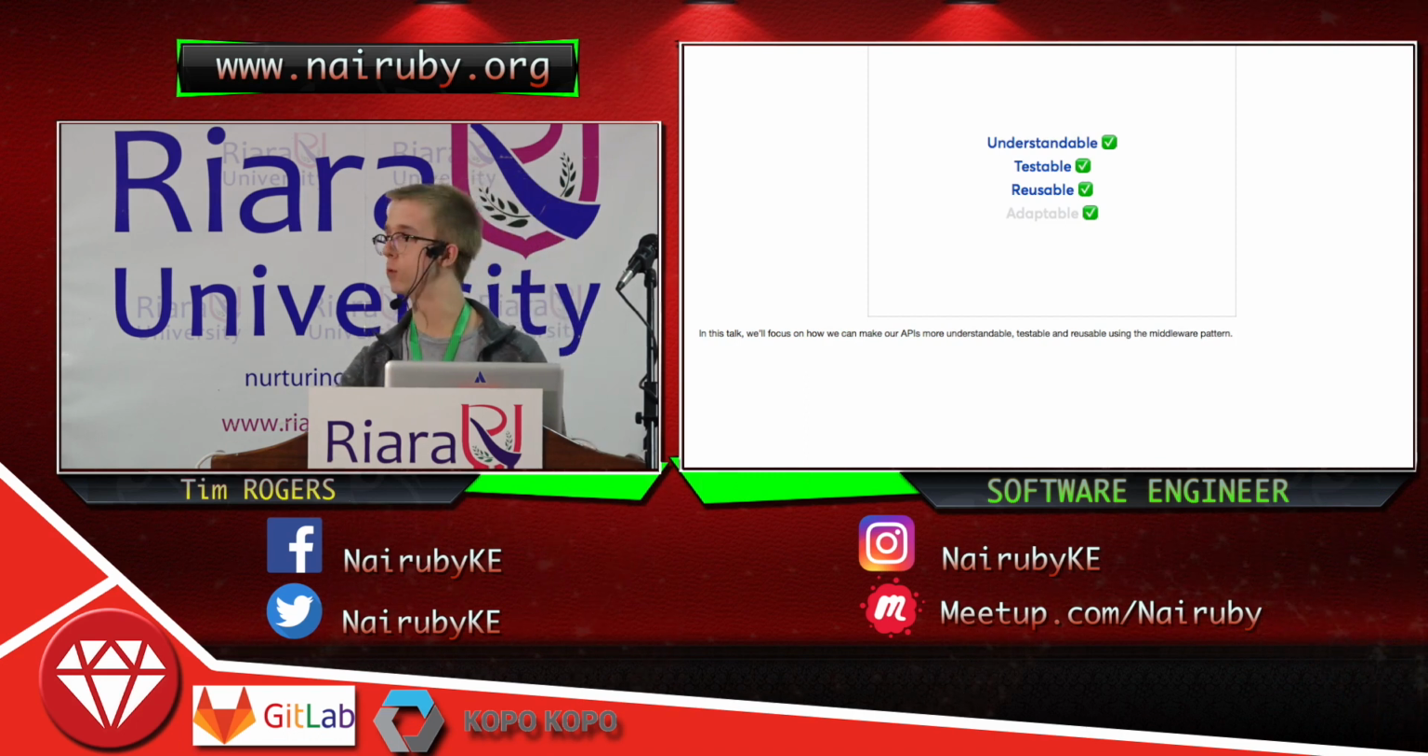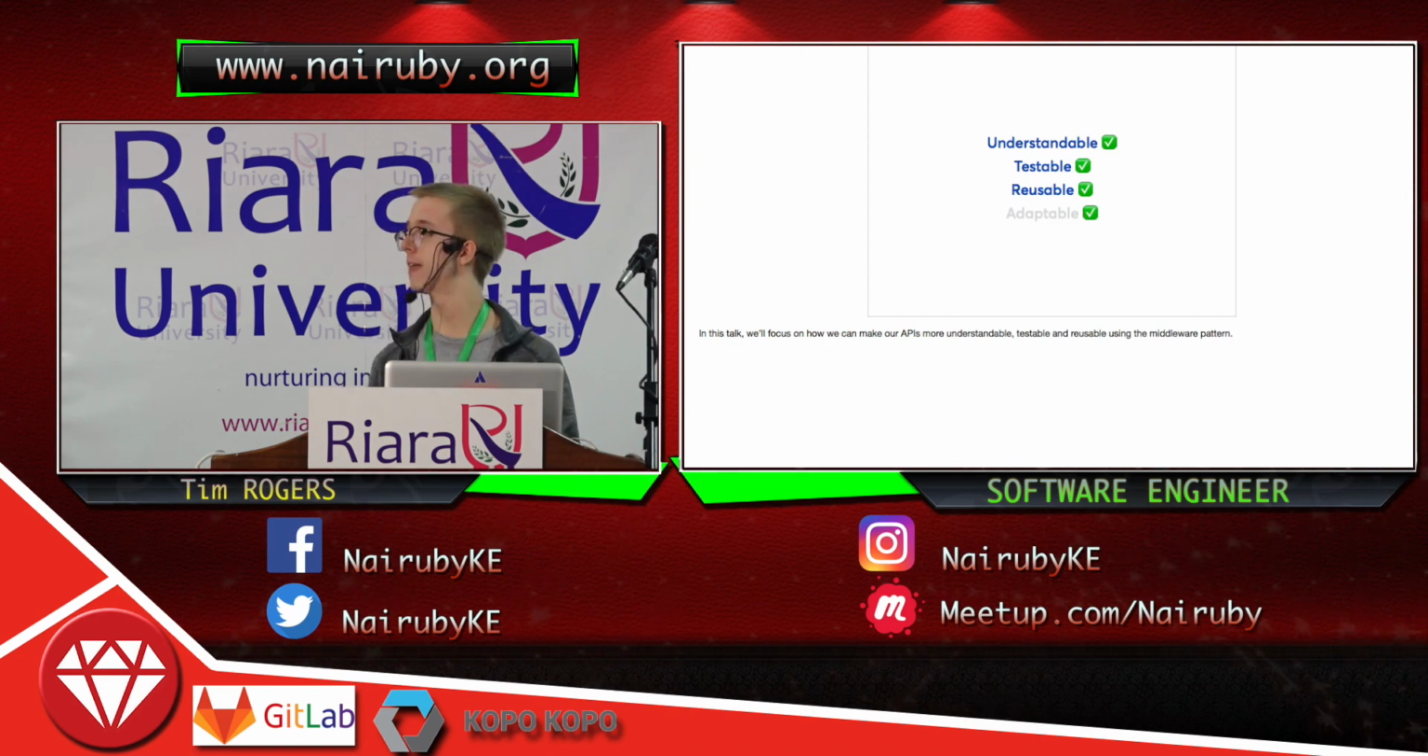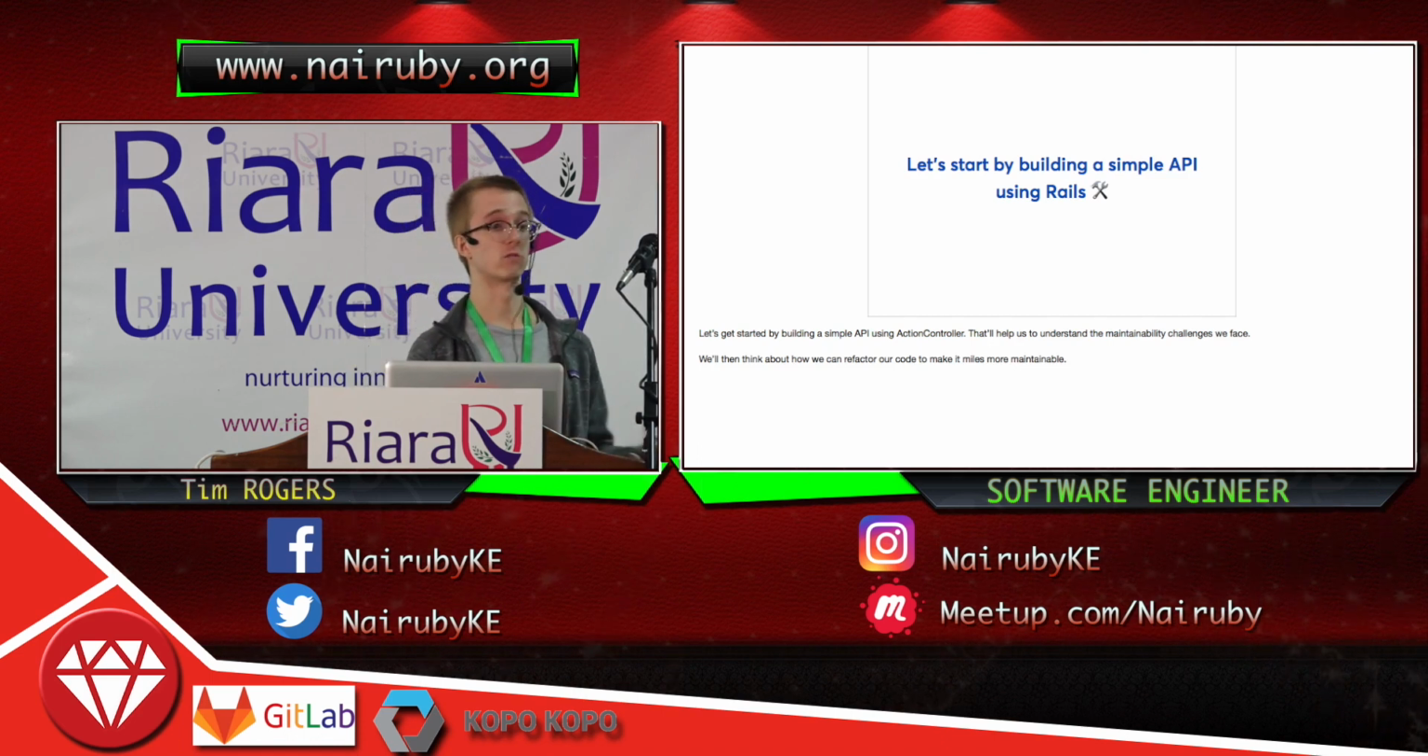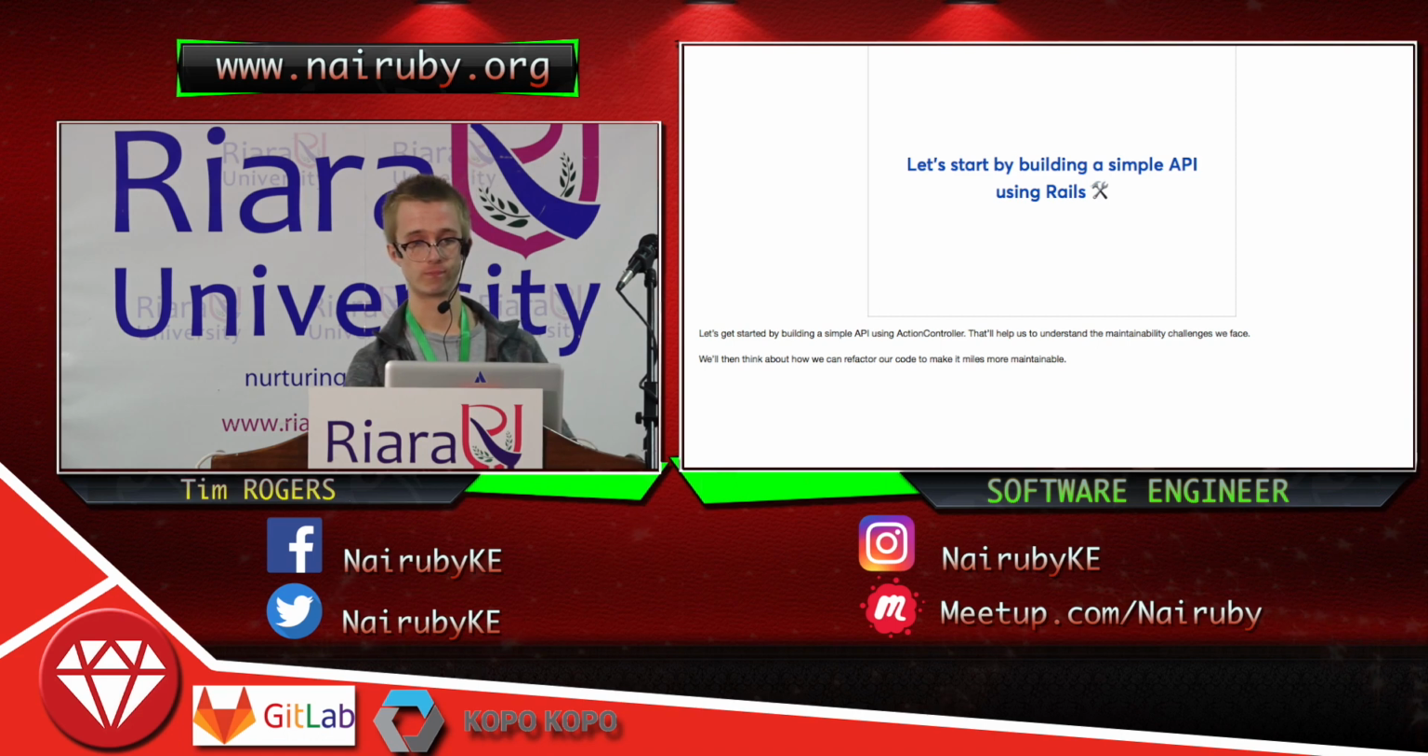Let's get started by building a simple API using ActionController. That will help us to understand the maintainability challenges that we face, and then we can think about how we can refactor our code to make it more maintainable.